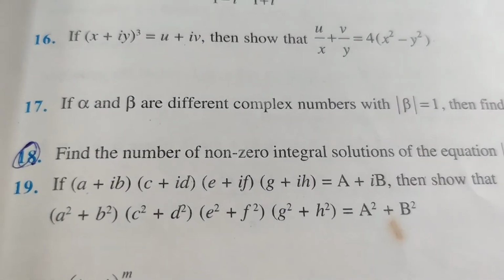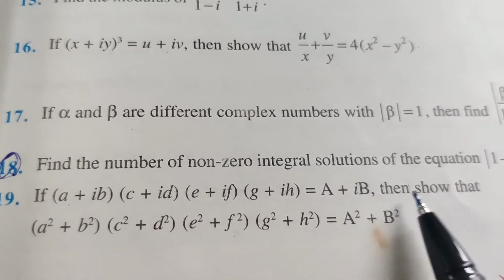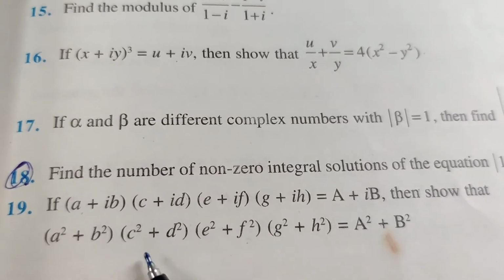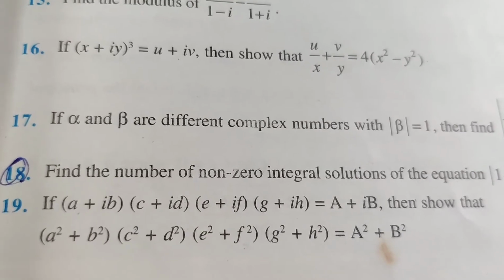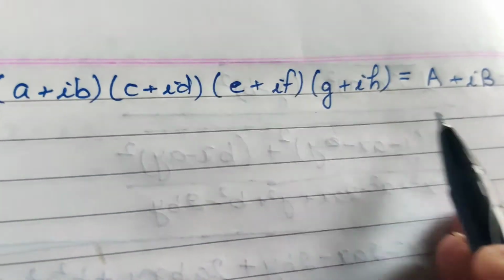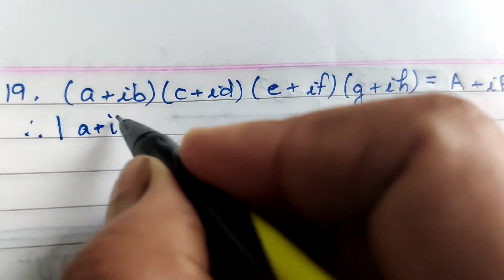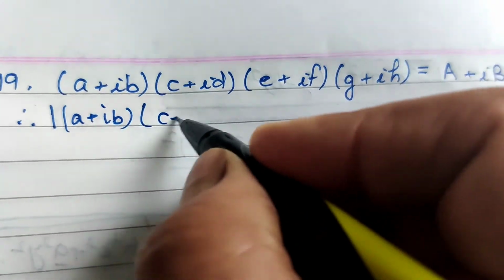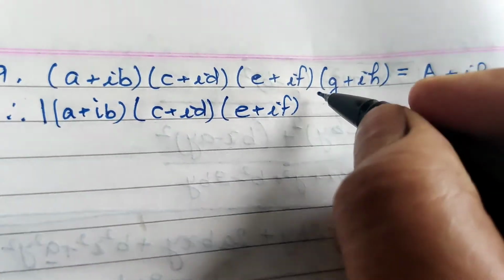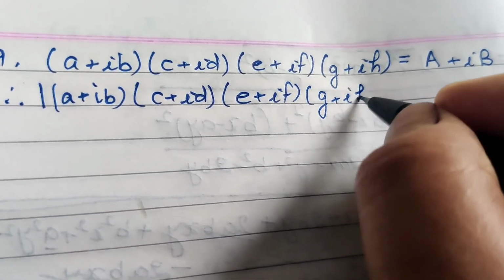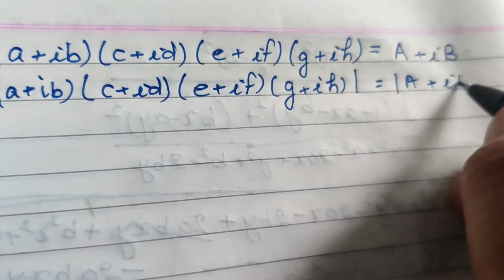Question number 19. If (a plus ib)(c plus id)(e plus if)(g plus ih) equal to A plus iB, then show that (a square plus b square)(c square plus d square)(e square plus f square)(g square plus h square) is equal to A square plus B square. Given that the question is this. Now, therefore, the absolute value of (a plus ib)(c plus id)(e plus if)(g plus ih) equal to the mod value of A plus iB.